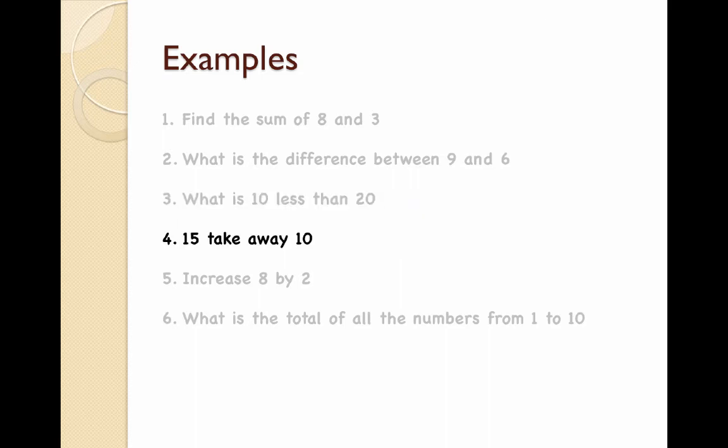Number 4 says 15 take away 10. Very straightforward. Writing that as 15 minus 10 gives you an answer of 5. So it's all about identifying these key words.